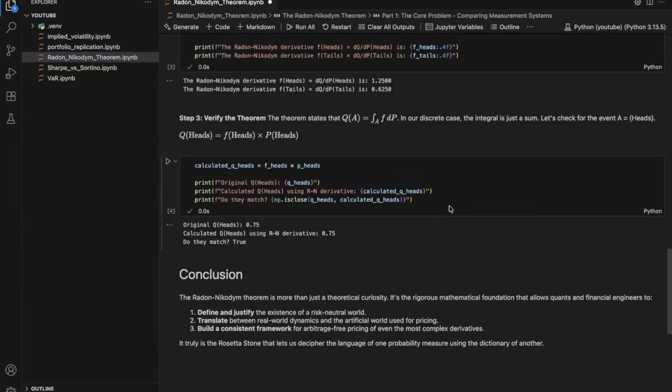So the Radon-Nikodym theorem is far more than an academic exercise. It's the rigorous foundation that allows financial engineers to define and justify the existence of a risk-neutral world, translate between real-world probabilities and the artificial probabilities used for pricing, and build a consistent framework for arbitrage-free pricing. It truly is the Rosetta Stone of measures, allowing us to understand the language of one world through the dictionary of another.